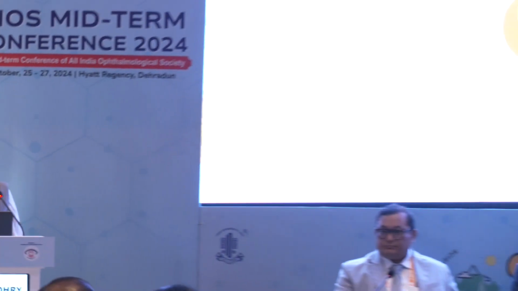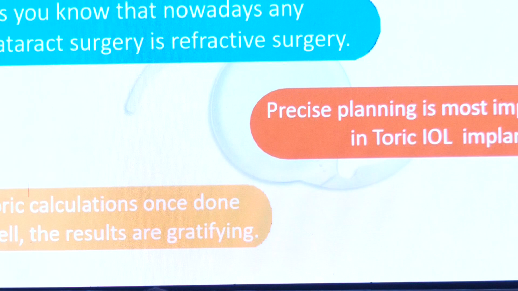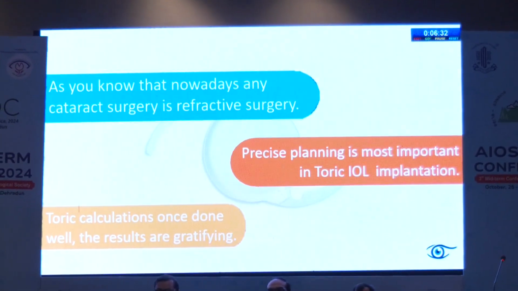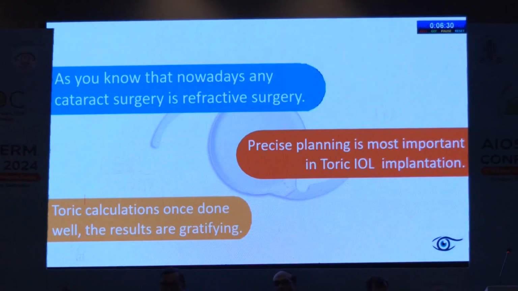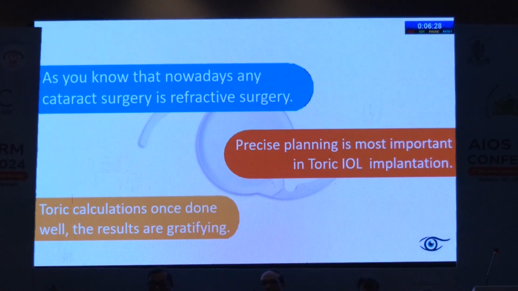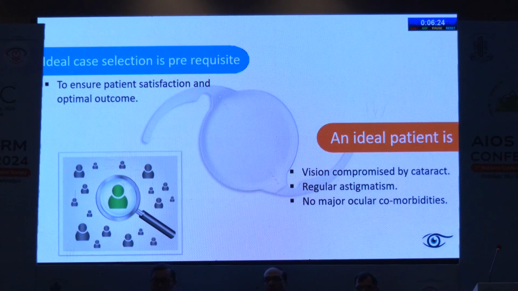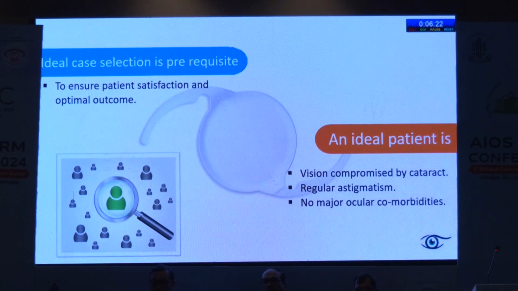As we know, toric IOL practice has increased in recent years, and modern-day cataract surgery is a refractive surgery. So precise planning is the most important factor here. Once toric calculations are done well, the results are very gratifying and we have happy patients. So an ideal case selection is a prerequisite before the surgery to ensure patient satisfaction and to give an optimal outcome.